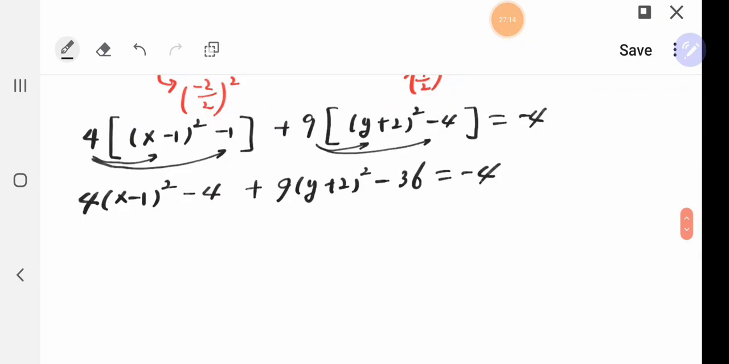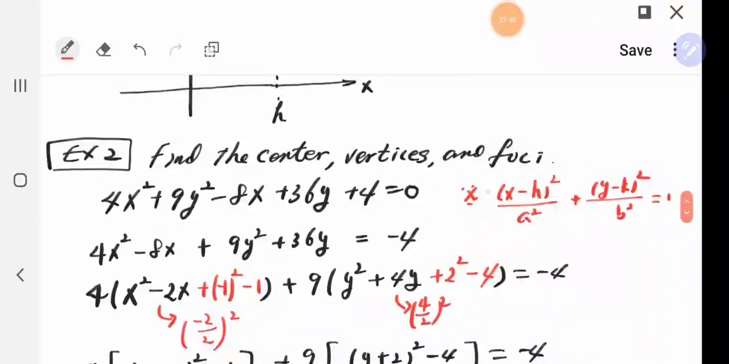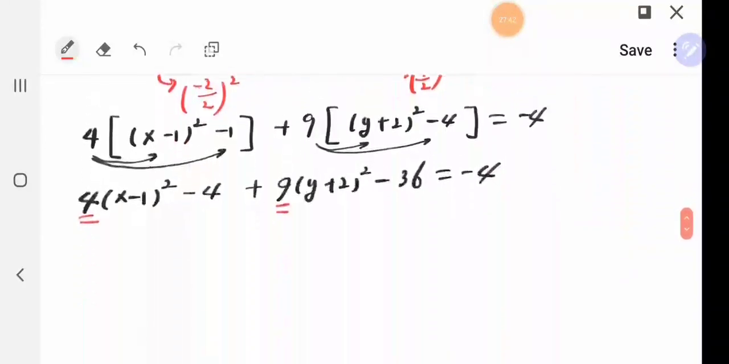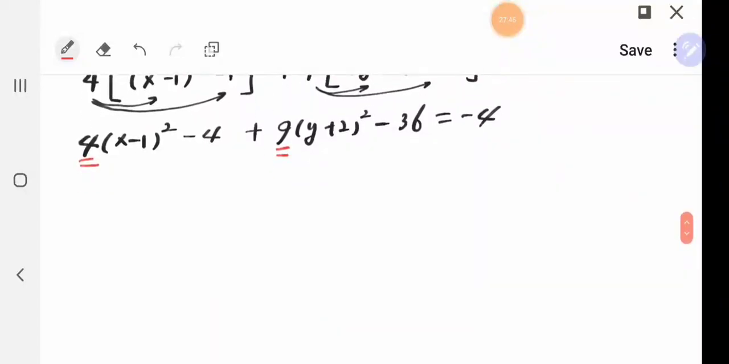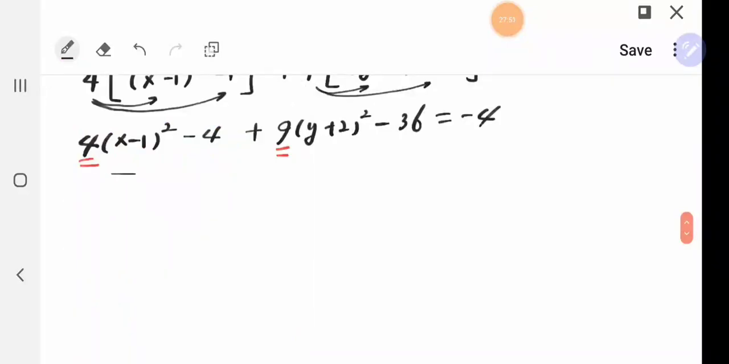Then why don't we divide each side by 36? Because we want the coefficients of x and y terms to be 1 and 1, and for 4 and 9 the LCM is 36. So why don't we divide each side by 36? You can divide it later.